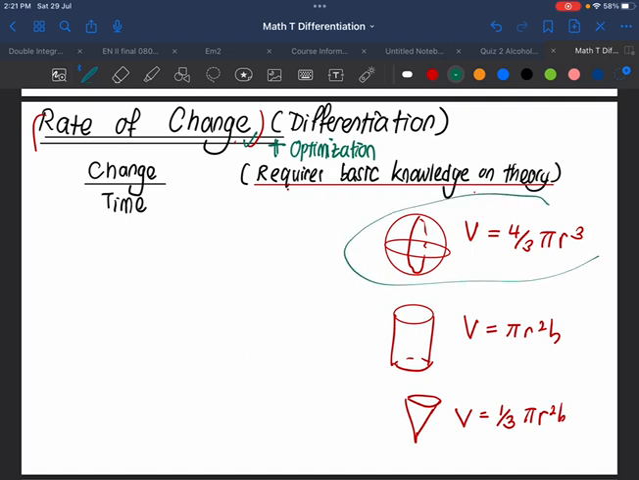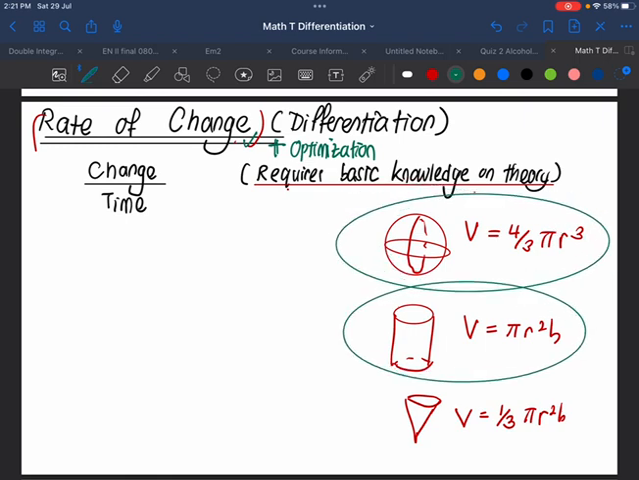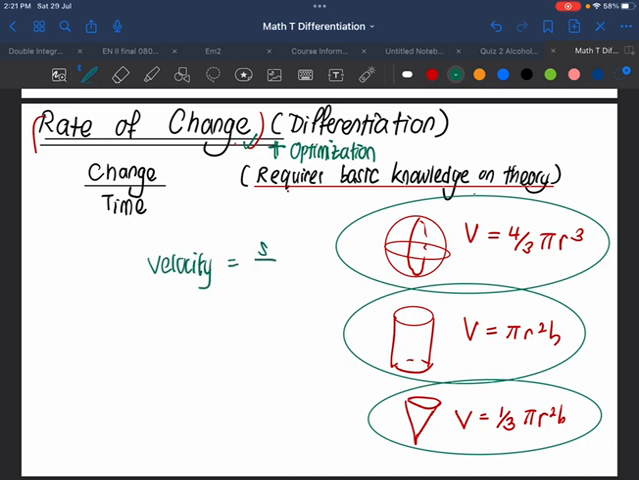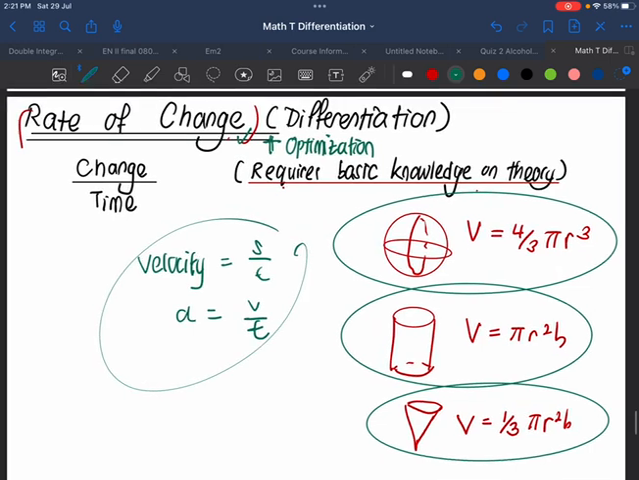Let's say the volume of a sphere is 4/3 pi r cubed, and the volume of a cylinder is pi r squared h, and the volume of a cone is 1/3 pi r squared h. So this basic formula you must know, like the velocity equals displacement over time, so it's s over t, and the acceleration is velocity over time. Here are the basic physics formulas you need to understand.